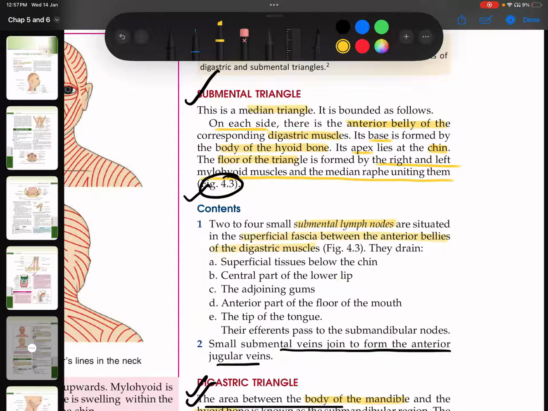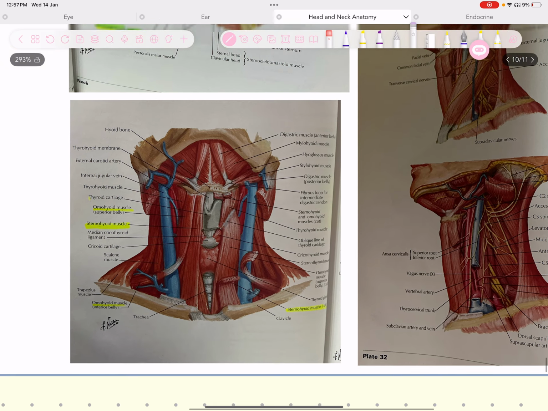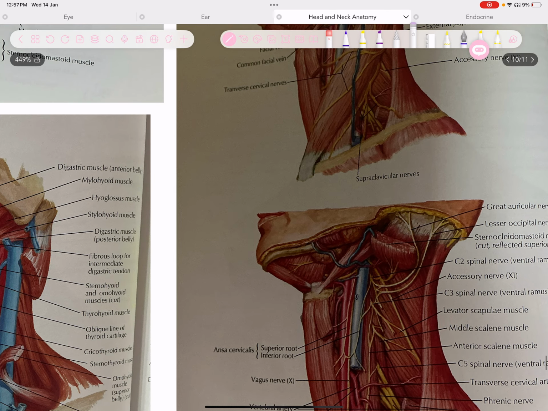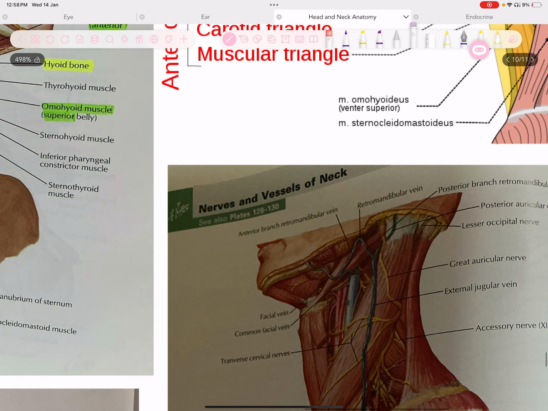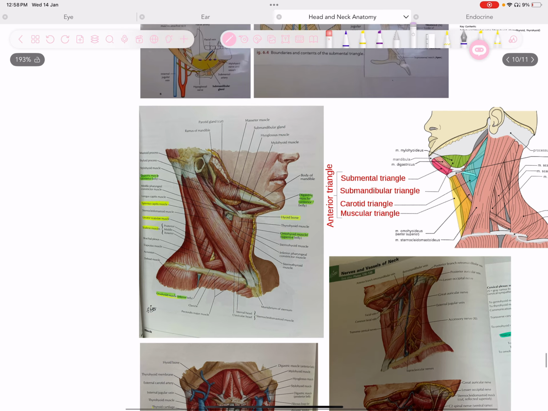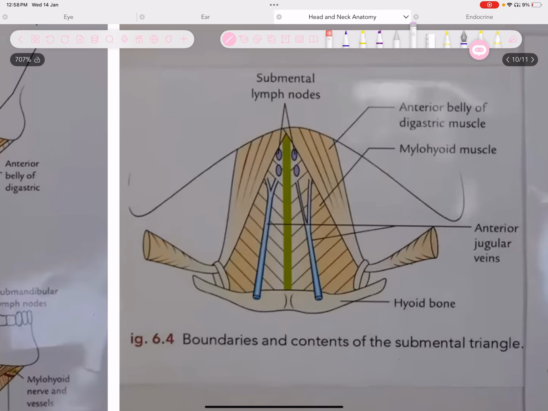And further, submental veins join to form the anterior jugular veins. What does this mean? The anterior jugular vein is formed by the small submental veins. Let me see here if there's any diagram of that. This is something you need to know. The anterior jugular vein is formed by submental veins. It's not mentioned here, but this diagram will help you. So these are the submental veins, and they join together to form the anterior jugular vein. So that's how you need to know.